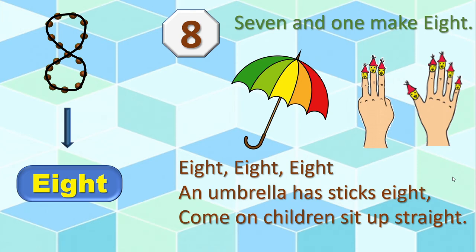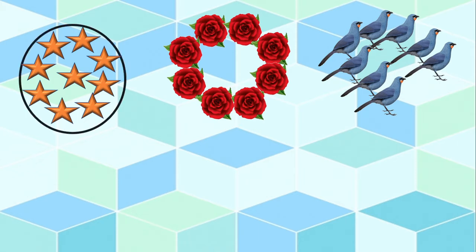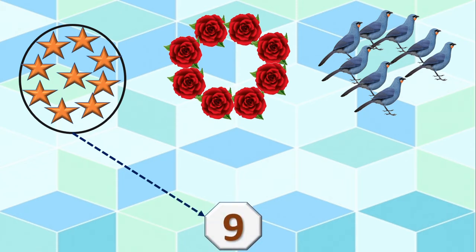We will move to the next number. Here you can see 8 stars. We'll count 1, 2, 3, 4, 5, 6, 7 and 8. We are going to add one more to this. Now this is the 9th star. So all together we have 9 stars. How many stars? 9 stars.